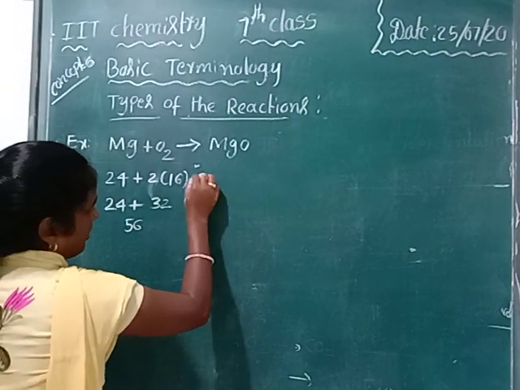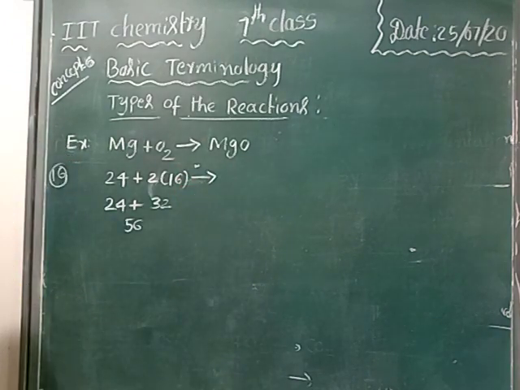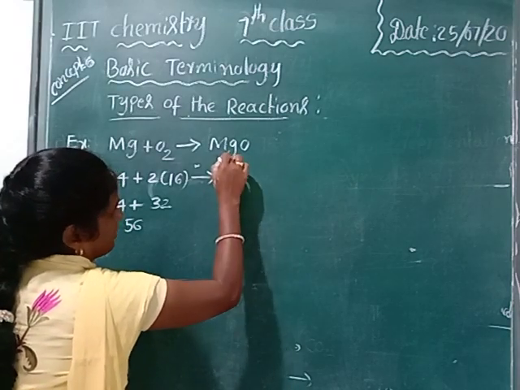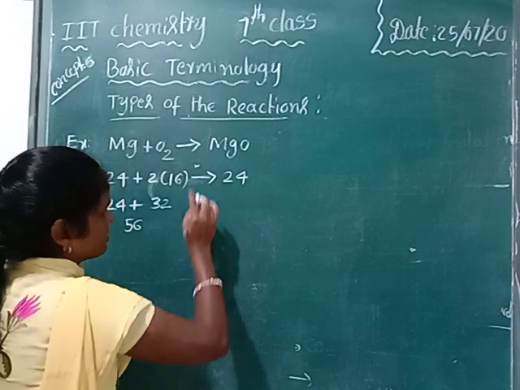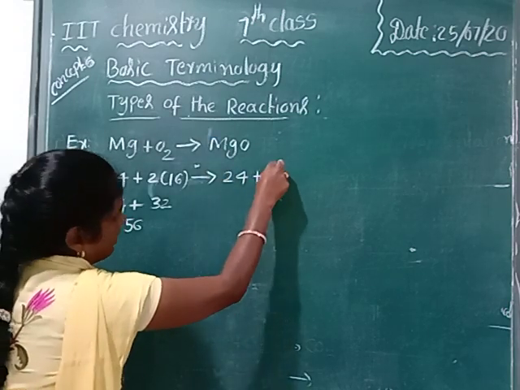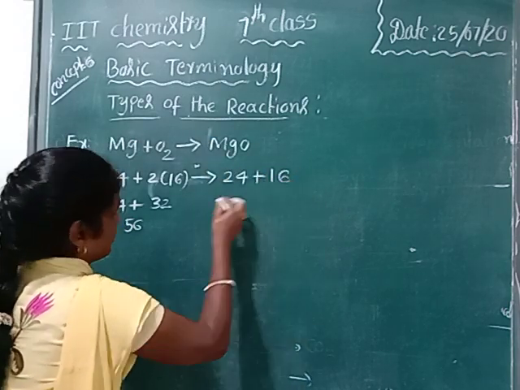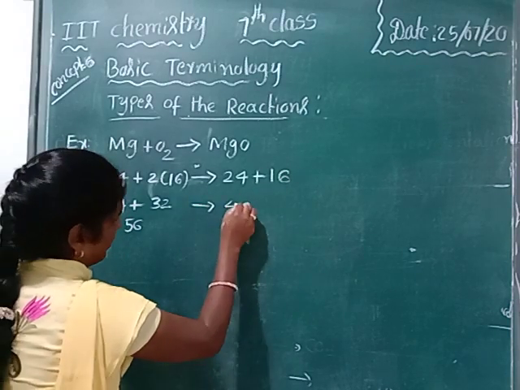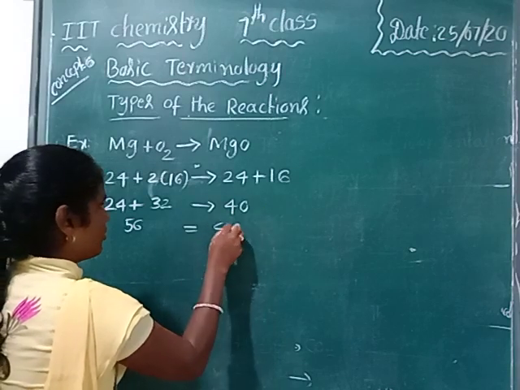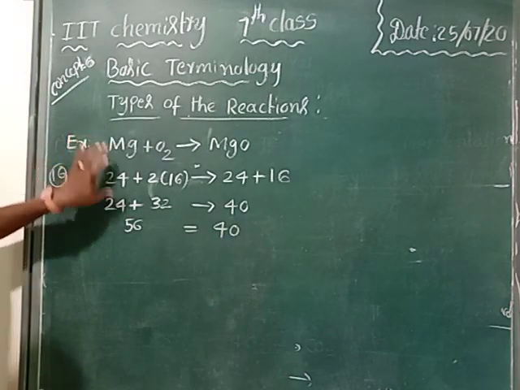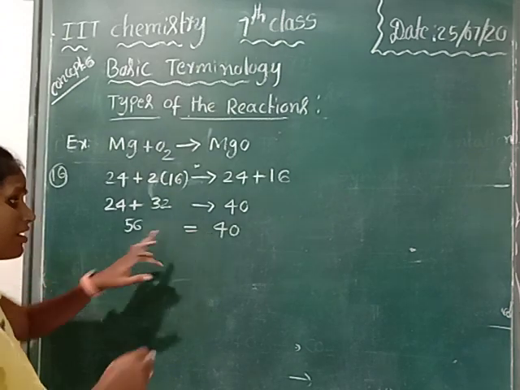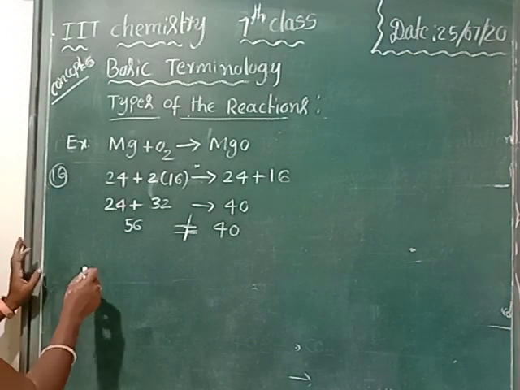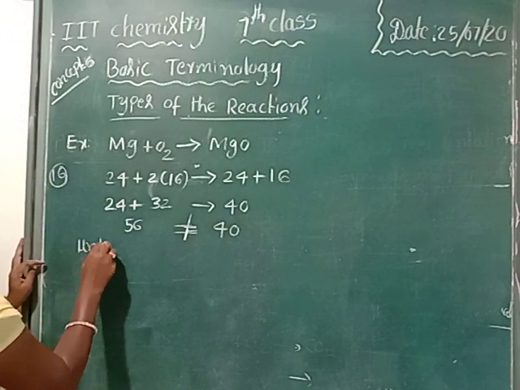Next we take the mass of the product side. Magnesium atomic number 12, atomic mass 24. Oxygen atomic number 8, atomic mass 16. So 24 plus 16, how much now? 40. So here the reactant side mass does not equal the product side mass. This is called an unbalanced equation.